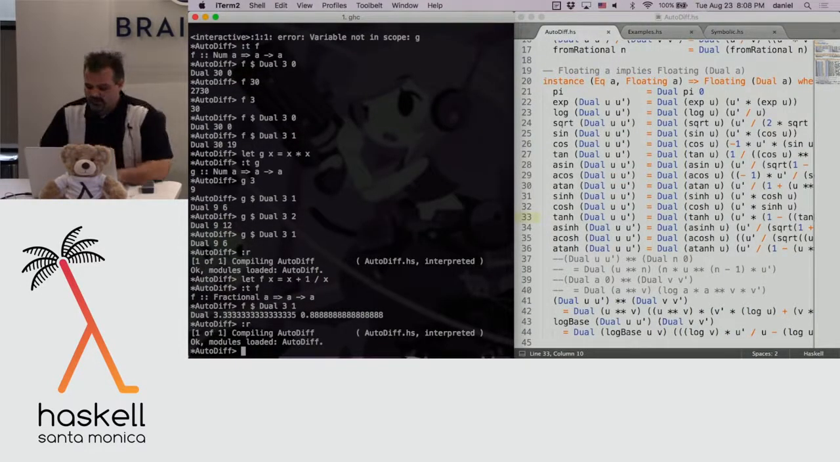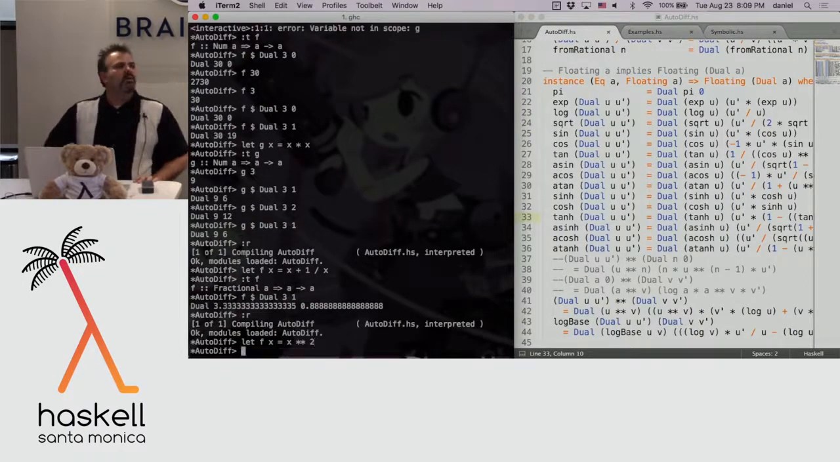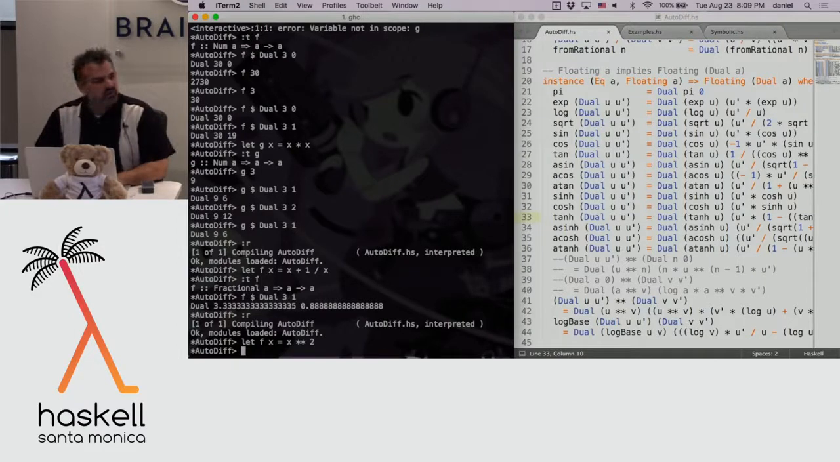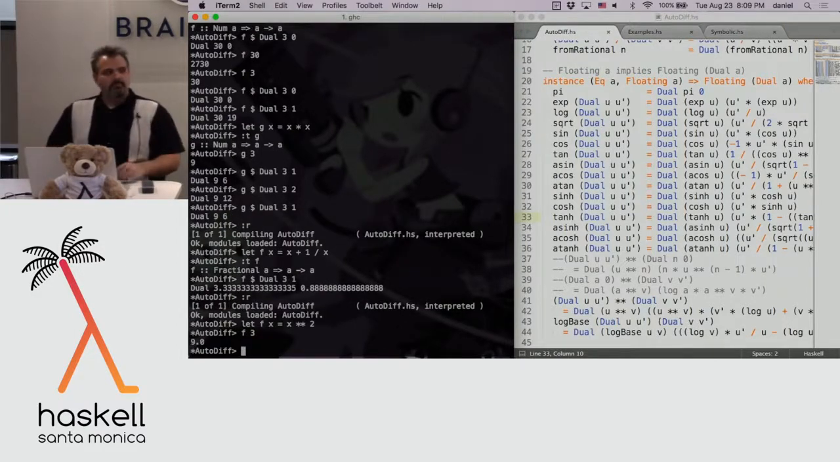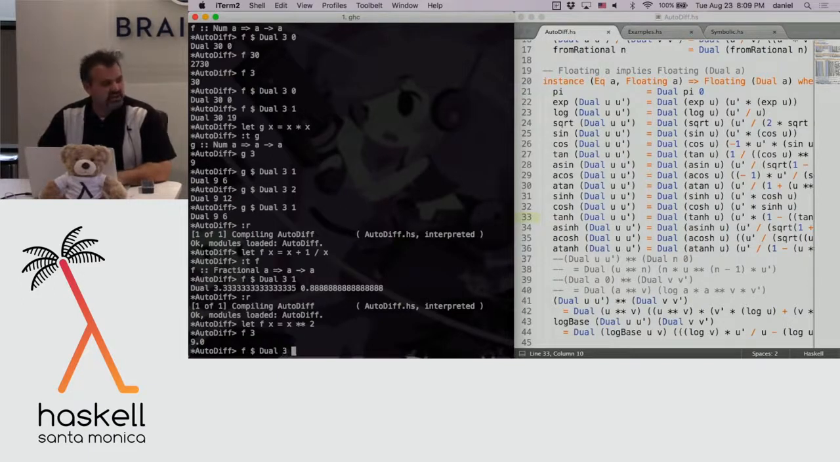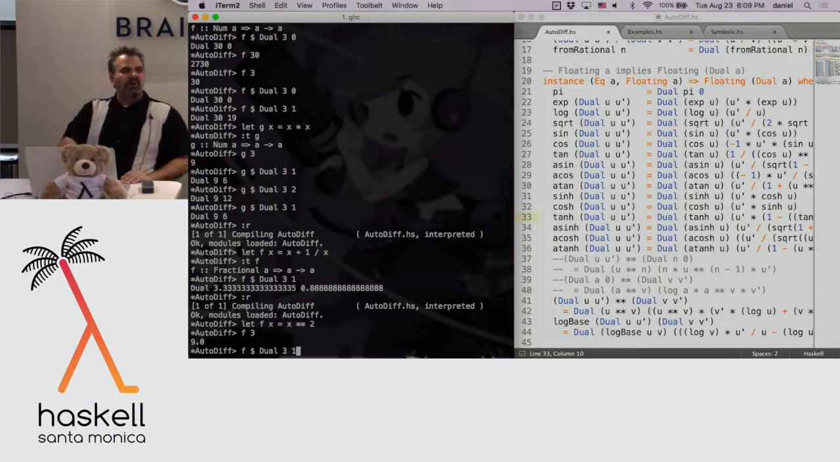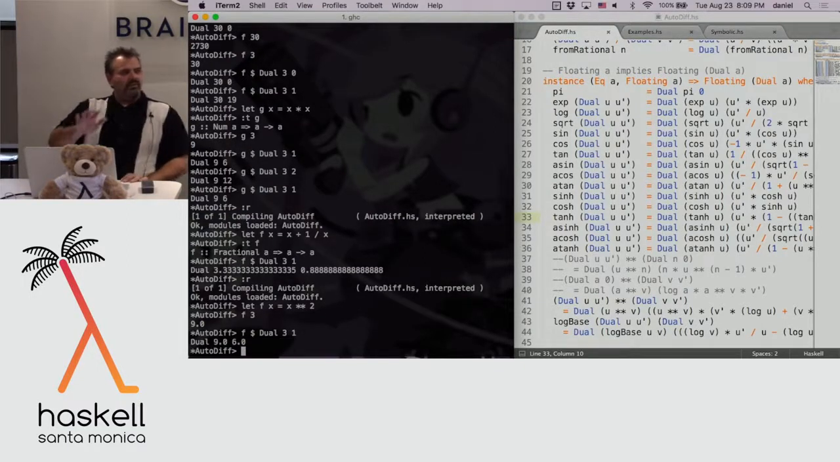Okay, so let's make something that is definitely a floating, let's say, and definitely uses exponents. So let's say let f of x equal x squared. That's the same example we looked at earlier. So f of x is x squared. So of course, when we apply this to 3, we get 9. When we apply this to 3, 1, remember, 1 is our magic second input if we want to get the right answer. We get 9, 6. That works fine.